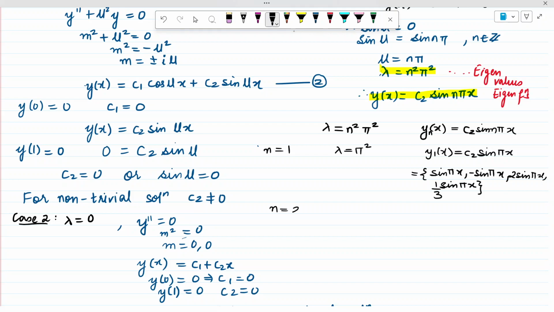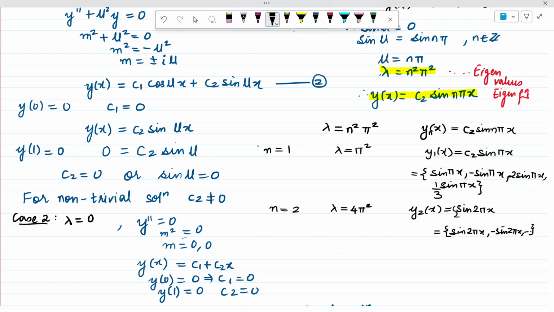Now if I take n is equal to 2, so I'll have lambda is equal to 4 pi square, and y2 of x would be equal to c2 times sine 2 pi x. Okay, another family of functions. Is that correct? Okay. So you would get, say, sine 2 pi x, then you will have negative sine 2 pi x and so on. You can have different values over here with respect to different c2s.